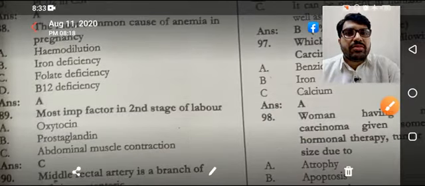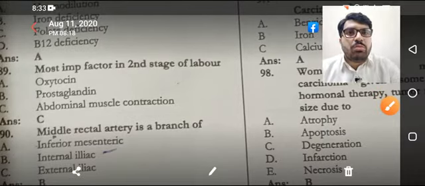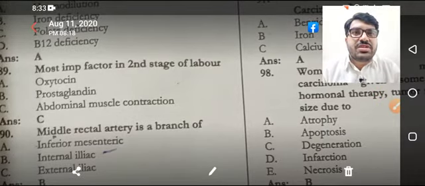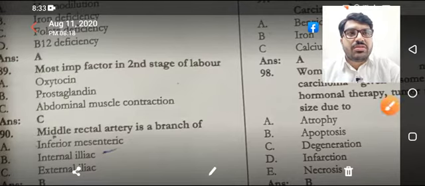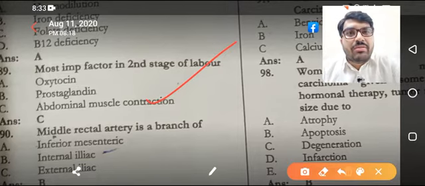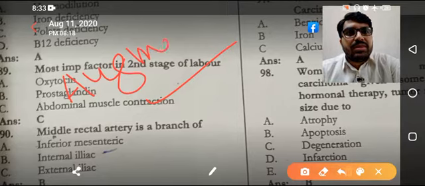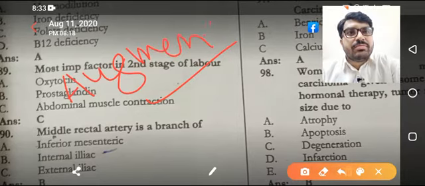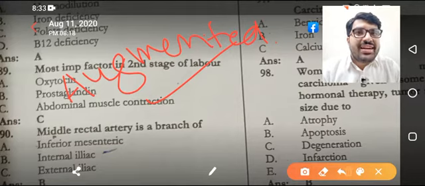So coming next, the most important factor in the second stage of labor is abdominal muscle contraction. That is the right answer. And if the second stage of labor is augmented, now the word is augmented, that is oxytocin. The actual MCQ is the patient is in second stage of labor and that is prolonged.